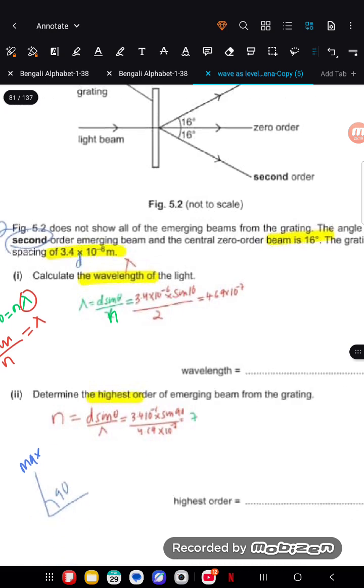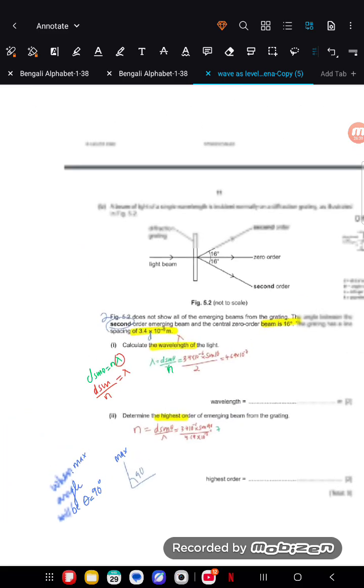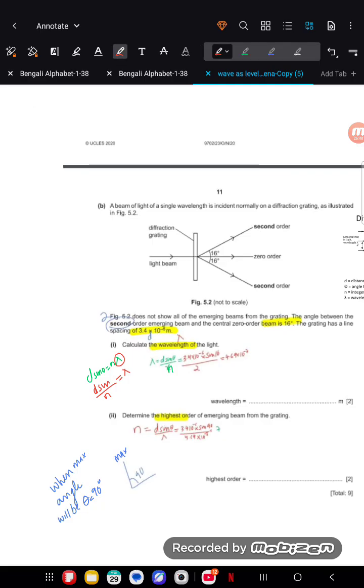So get the d. Now here see, determine the highest order. Now highest order means you cannot take n as 2. Highest means it will be sine 90. You will remember this. If they say highest order, it will be sine 90.